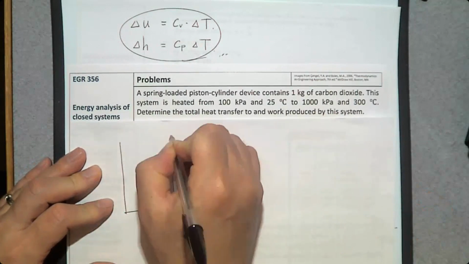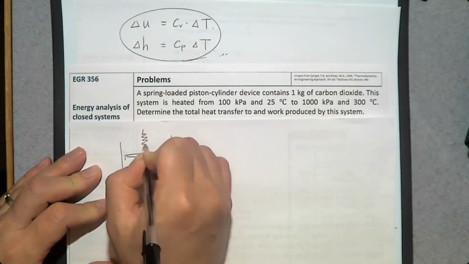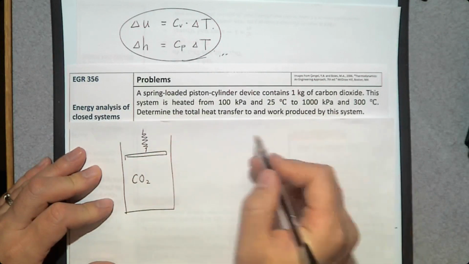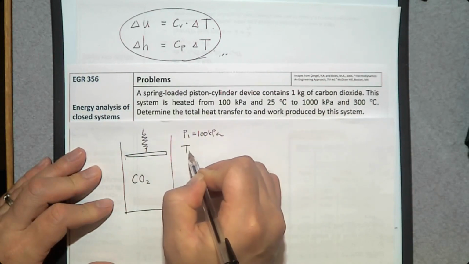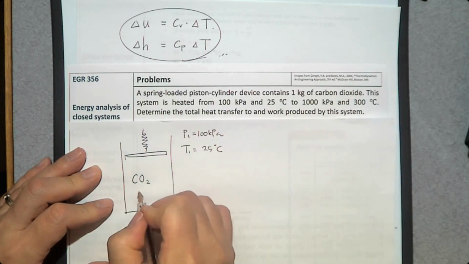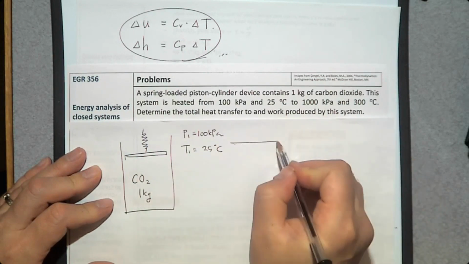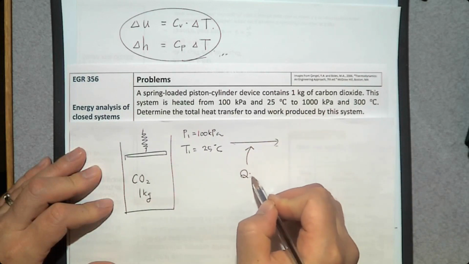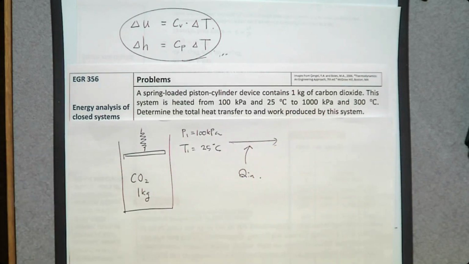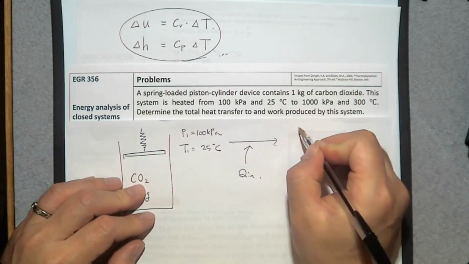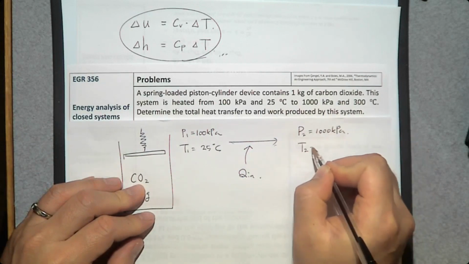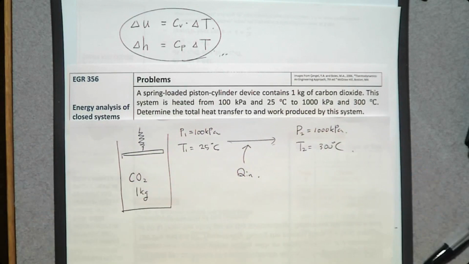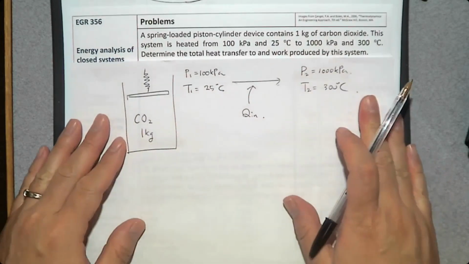So we have this spring-loaded piston cylinder device, and there's CO2 inside. Initially, P1 is 100 kilopascal, T1 is 25 degrees Celsius, and the mass is 1 kilogram. And we have a heating process, which means we have Q in. Because of this Q in, the final pressure is 1000 kilopascal, and the final temperature is 300 degrees Celsius. So if you want to analyze this CO2, we need to write the energy balance equation.